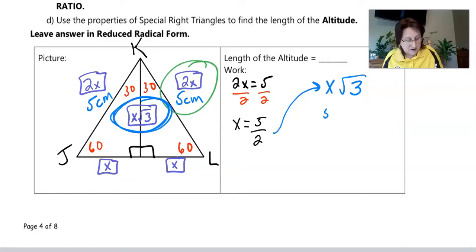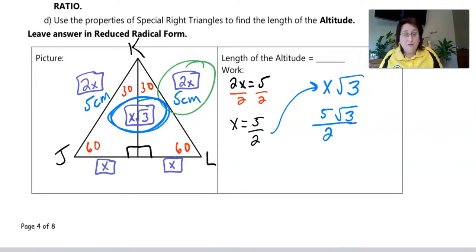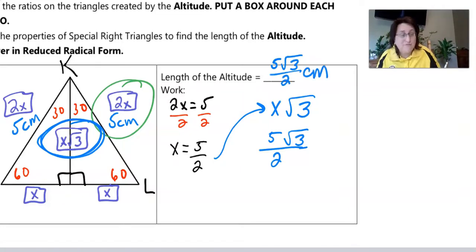Okay, so if x is 5 over 2, and then we have square root 3, we have a number here. Can we simplify this at all? Do we need to rationalize the denominator at all? Hopefully you guys said, hey Miss Smith, that's it. That's all we can do. So the height of our altitude is 5 square root 3 over 2, and don't forget your units of centimeters. That is the length of the altitude.